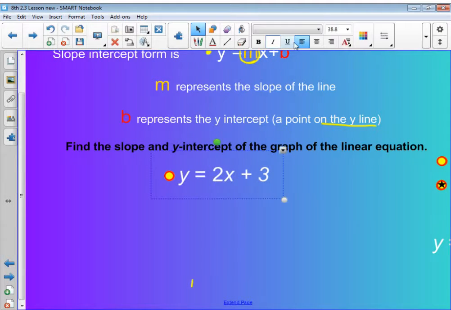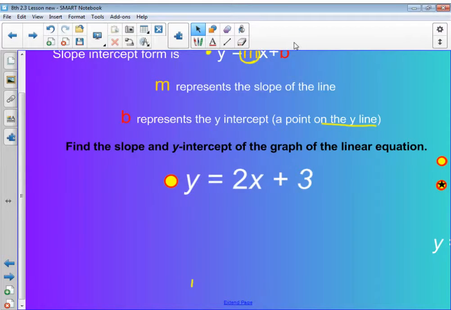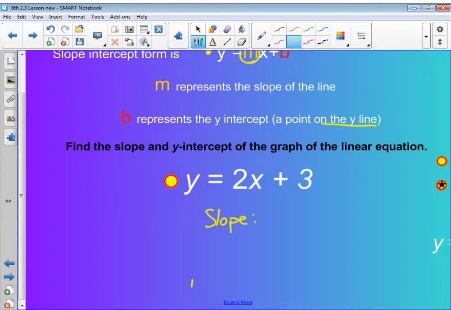Okay, so here's our next one. I have y equals 2x plus 3. So our slope is 2, because that's connected to the x, and our y-intercept, which right now I'm just going to put our y, is going to be a positive 3.